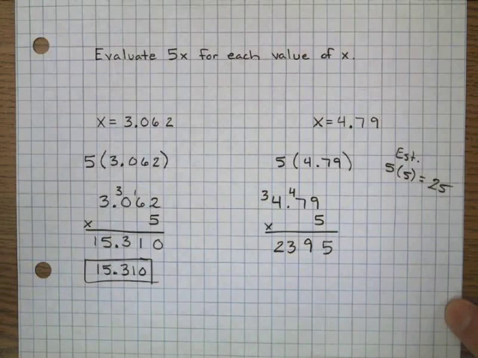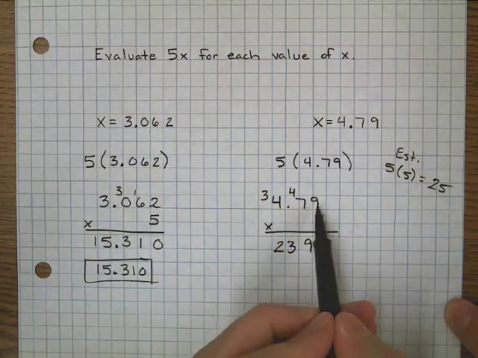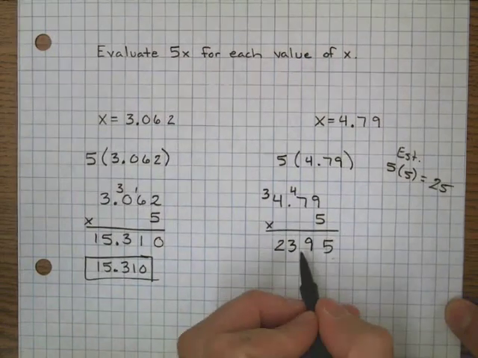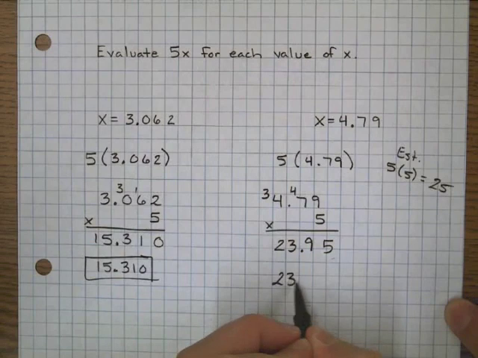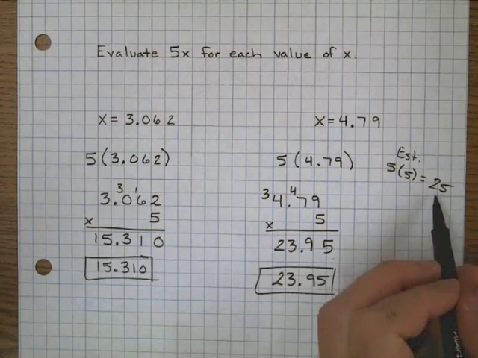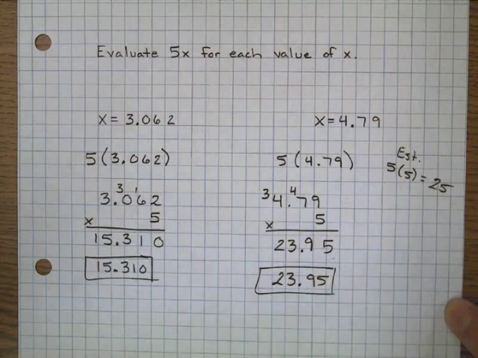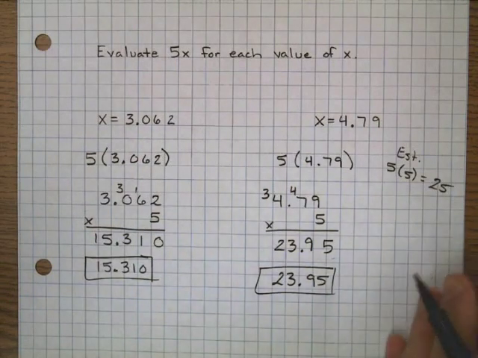Now I have to remember to bring back in my decimal places. I have 1, 2 total decimal places in the problem. So I have 1, 2 decimal places in my solution. 23 and 95 hundredths. That is pretty close to 25, so it's a reasonable answer. So my solution there, 23 and 95 hundredths.